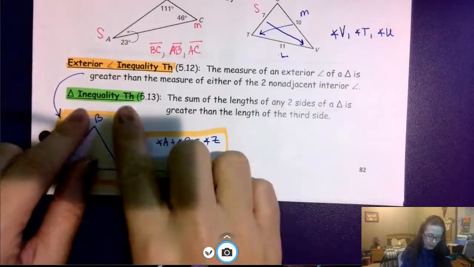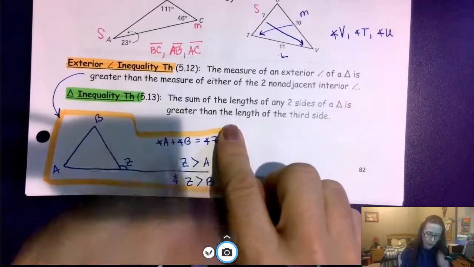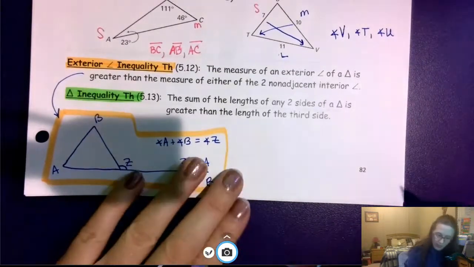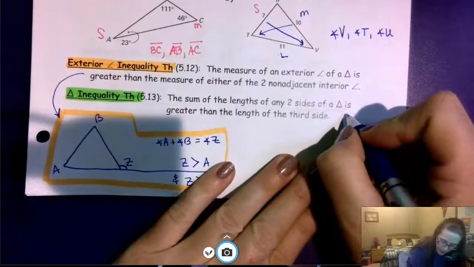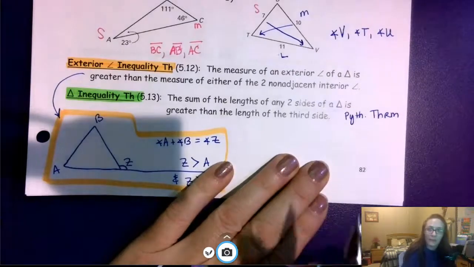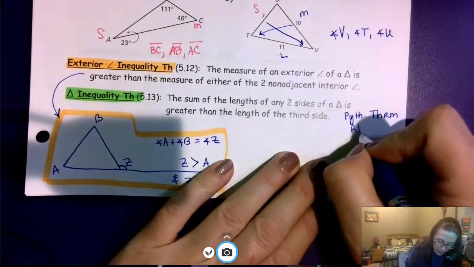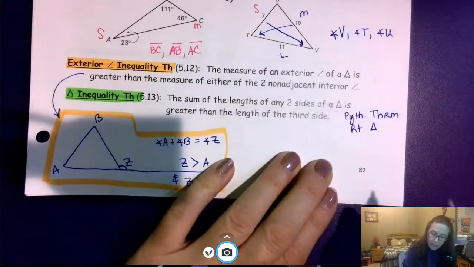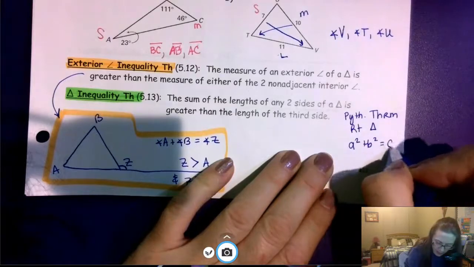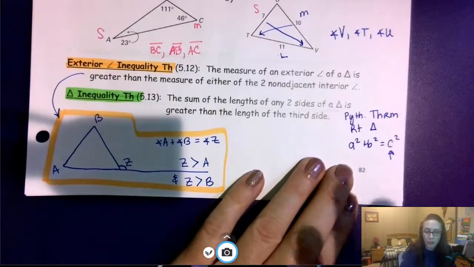Now we're also going to talk about the triangle inequality theorem here. The sum of the lengths of any two sides of a triangle is greater than the length of the third side. Now this looks a lot to me like the Pythagorean theorem. So if you remember the Pythagorean theorem, what kind of a triangle do you have to use it with? We just did it with some of our problems last week. We need to have a right triangle. And if we have a right triangle, our Pythagorean theorem is going to look like this: a squared plus b squared equals c squared. Now what is c every single time? No matter what, what is c?